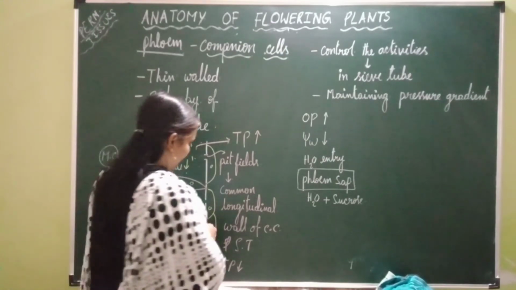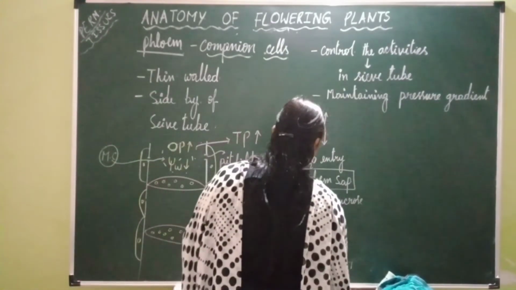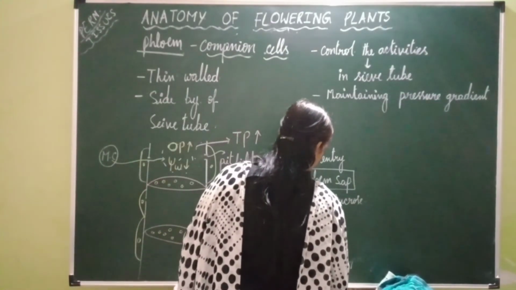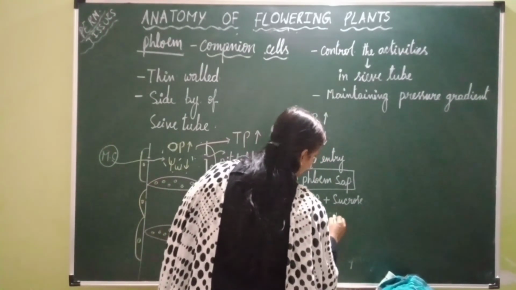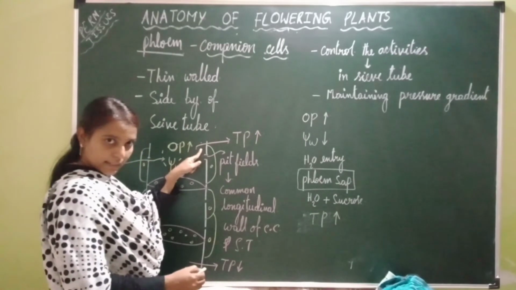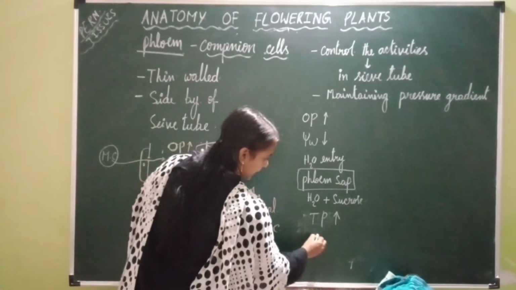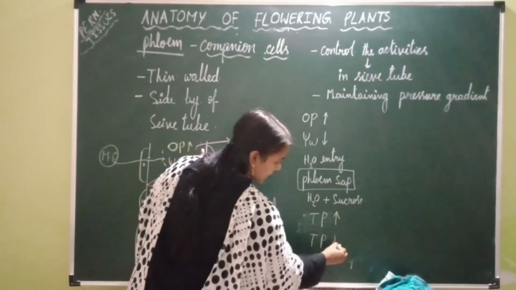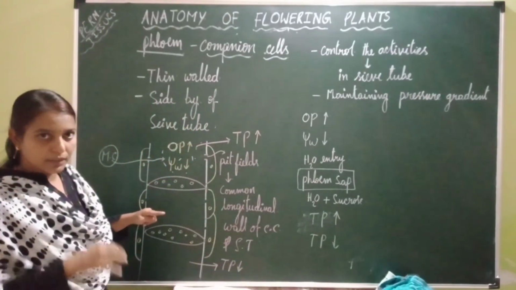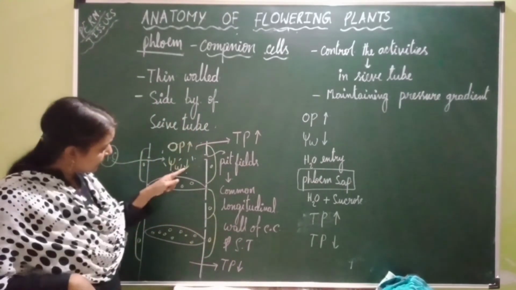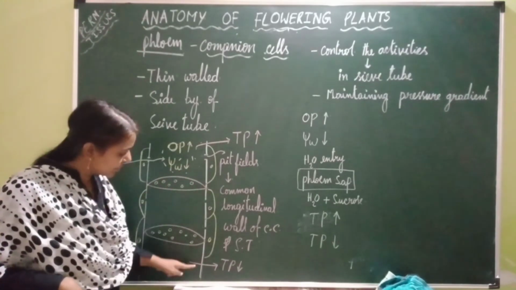Right? Okay, so this is about the pressure gradient which is developed. So turgor pressure is increased at one end of the sieve tube. At the other end, turgor pressure is decreased. So here a pressure gradient is developed. What is a pressure gradient? Here pressure is more, here pressure is less.